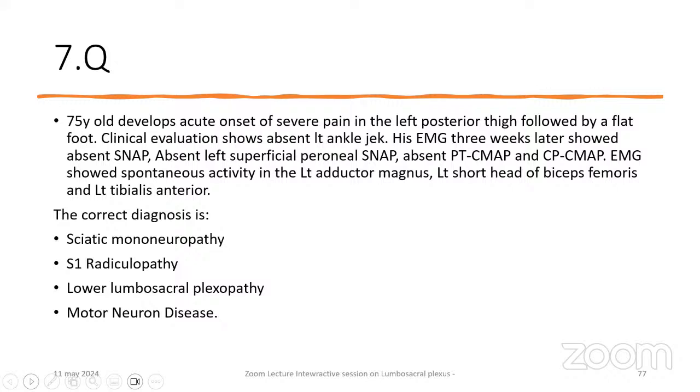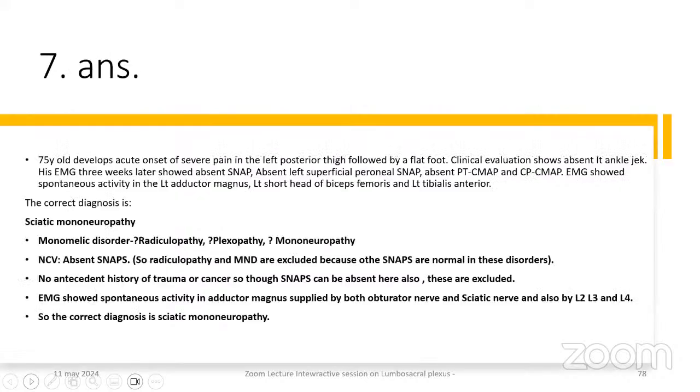75-year-old develops acute onset of severe pain in the left posterior thigh, followed by a flat foot. Sciatic mononeuropathy, sir. Why? Sir, short head of biceps is supplied by common peroneal nerve, sir. All right, that's correct. And what about left adductor magnus? The adductor magnus has got a dual supply. Okay, sir, correct. The correct diagnosis is sciatic mononeuropathy.